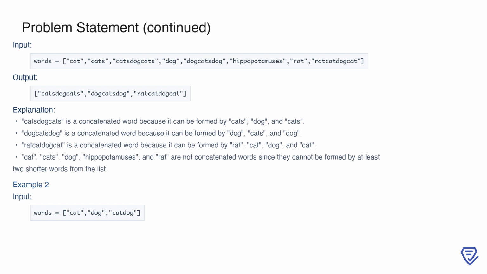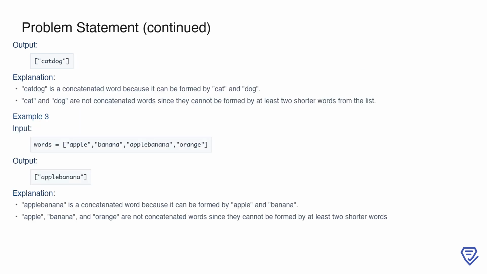Let's look at another example to solidify this concept. In this example, the input is words equals cat, dog, catdog. The output here is catdog because the word catdog qualifies as a concatenated word. It can be formed by combining cat and dog from the list. On the other hand, cat and dog themselves are not concatenated words because they are not constructed from two or more other words in the list. This example demonstrates how the definition of a concatenated word relies on using at least two shorter words to form a larger one. Let's review one more example to ensure we fully grasp the problem.